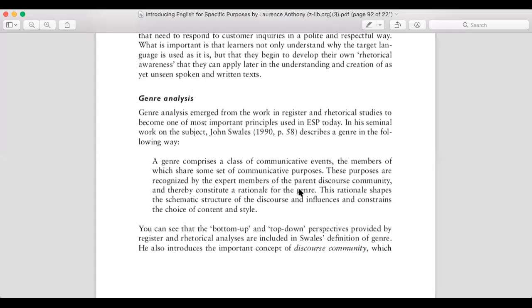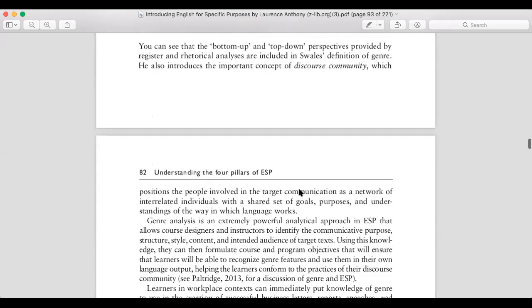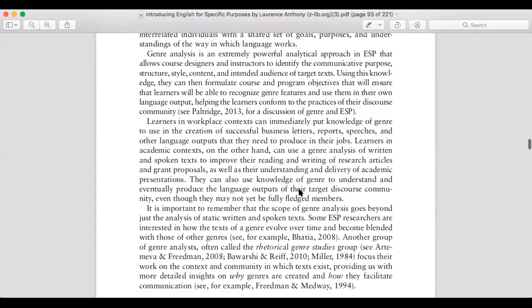So for learners, if they have genre knowledge, this can be useful to them in the creation of all of these that I have named a while ago: business letters, reports, speeches, all of these, right? If they know the genre, they will know their needs also. And if you are doing genre analysis for business students, then in your ESP, all of this business report writing, letters, and speeches would be a part of the ESP that you have designed for them, for instance, right?